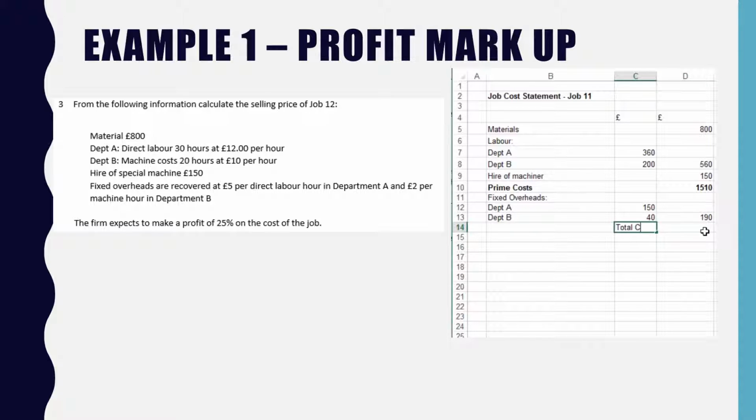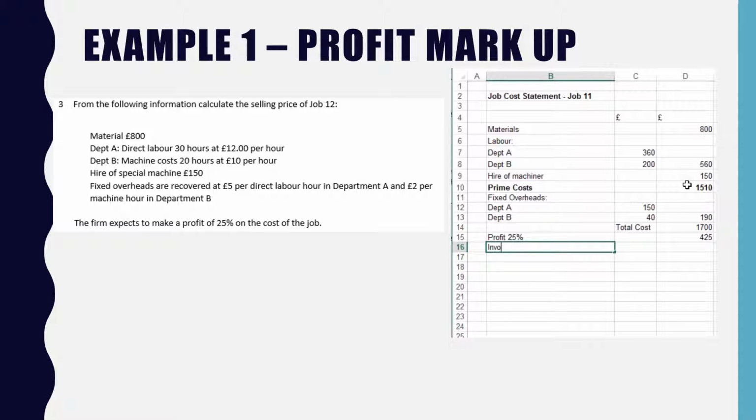I'm then going to add up the prime costs along with the fixed overheads to get my total costs. So that's the overheads plus the prime cost, so that's my total cost. The profit that I want to make on this job is 25% of the total cost, so that equals the total cost times 0.25, which will give me £425.